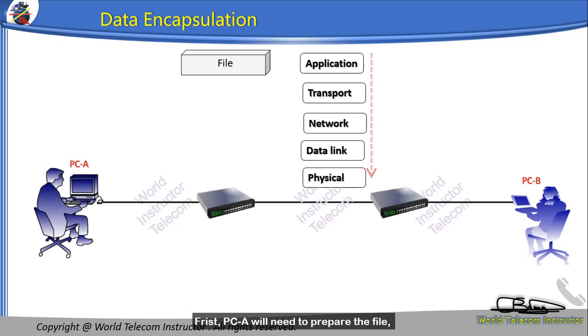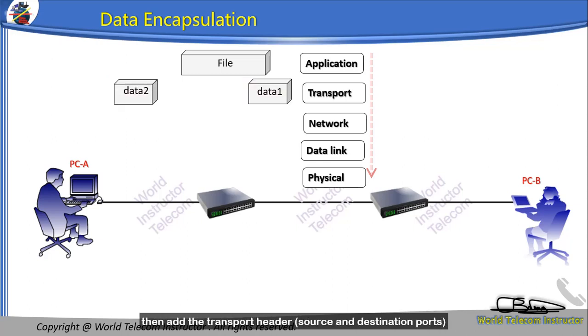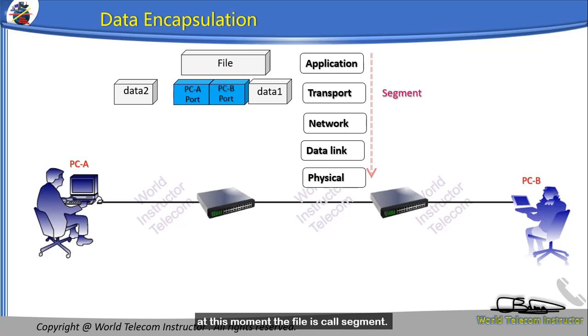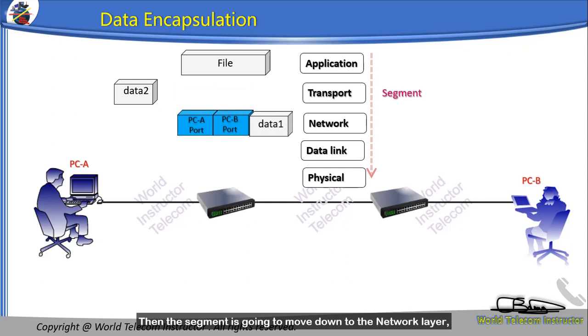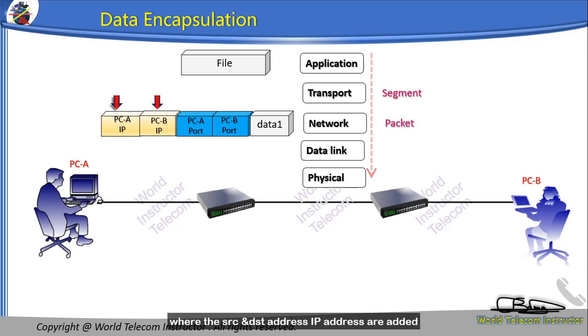First, computer A will need to prepare the file by adding a number of headers before sending it to computer B. This process is called encapsulation. During the encapsulation, the big file will be split into small pieces, then add the transport header, which is also referred to as source and destination port. At this moment, the file is called a segment. Then the segment is going to move down to the network layer where the source and destination IP address is added. At this stage, we call it a packet.